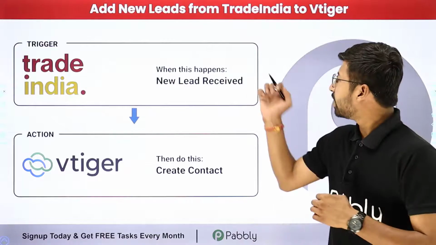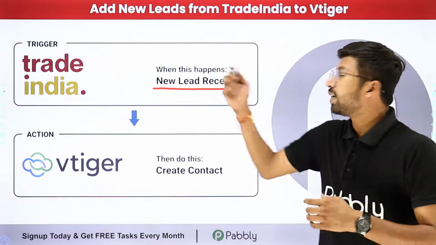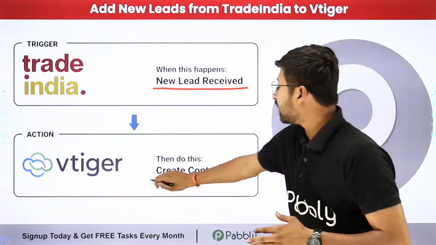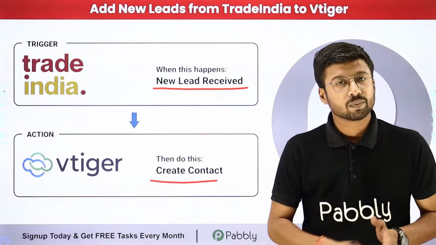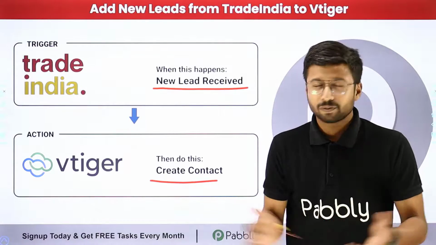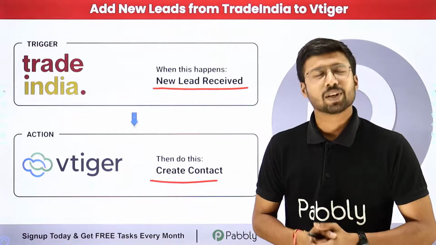So in this automation, whenever we receive a new lead in TradeIndia, automatically with the same details, we are going to add this lead as a contact in VTiger. Now, if you want to learn how you can set up this kind of automation all by yourself, for that, you just have to come with me to my screen.